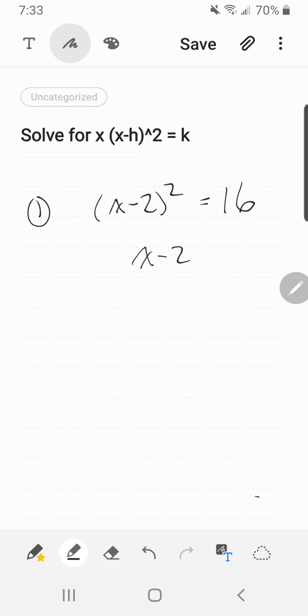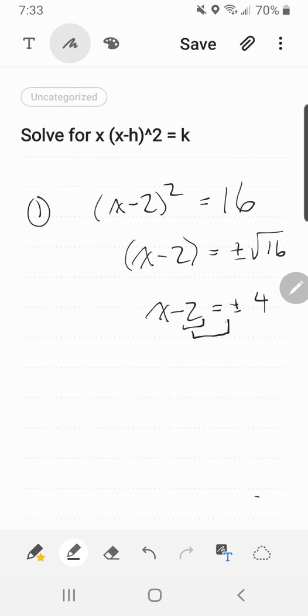So we're going to get x minus 2 is equal to, well, that's just plus or minus the square root of 16. So now there's no square on the left side here, so we can just write x minus 2 is equal to plus or minus, now the square root of 16 is 4. So now we have to take this 2 and we need to move it in front of the plus or minus sign. So now we have x is equal to 2 plus or minus 4, which splits into two solutions.